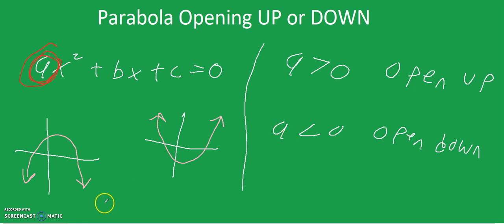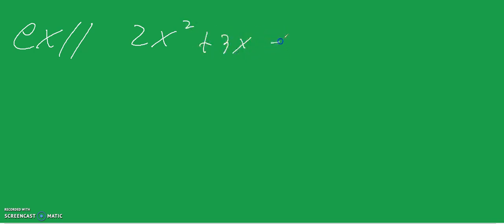Alright, so let's look at two examples. The first example, I'm writing in green. The first example we're going to look at is going to be 2x squared plus 3x minus 2. Now, all we need to do to see if this opens up or not is look at the coefficient of the x squared term, and we can see that that is 2. Now, since 2 is greater than 0, it's going to open up.